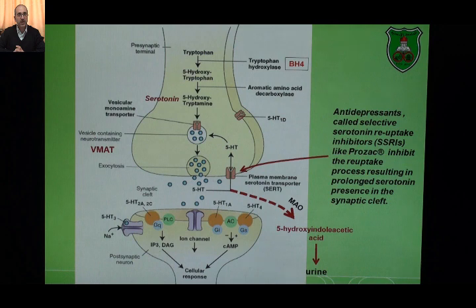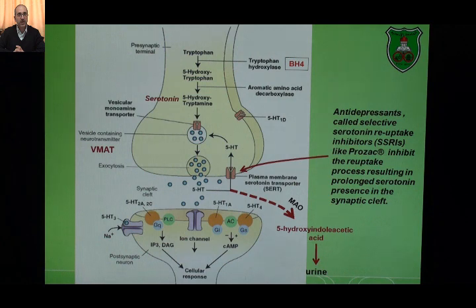Once it is released, it can be taken up again by the presynaptic neuron, or it can be taken up by the postsynaptic neuron, but mainly it's taken up by the presynaptic neuron, or it can diffuse away, where it can be inactivated enzymatically via the monoamine oxidase, the same enzyme, and converted into another product that can be released into the urine. So it's a marker for the inactivation process of the serotonin. This marker is known as 5-hydroxyindoleacetic acid.